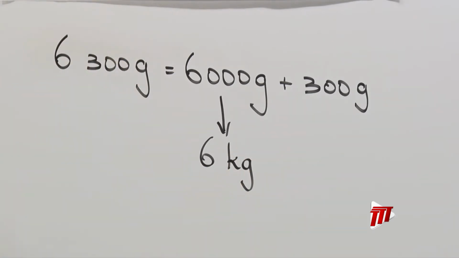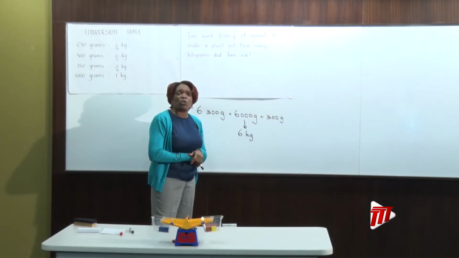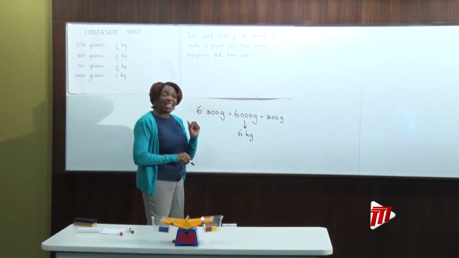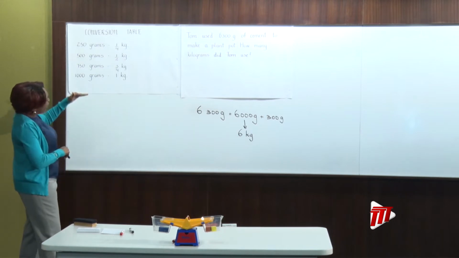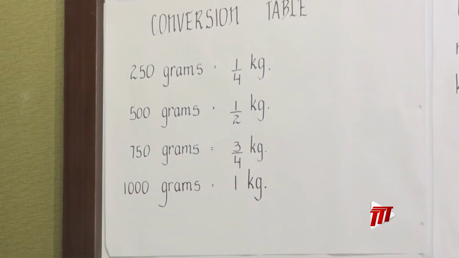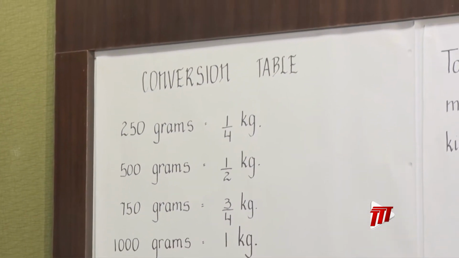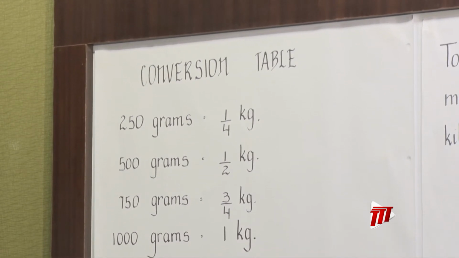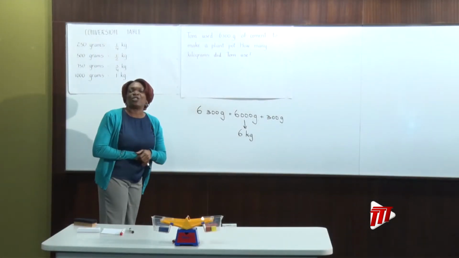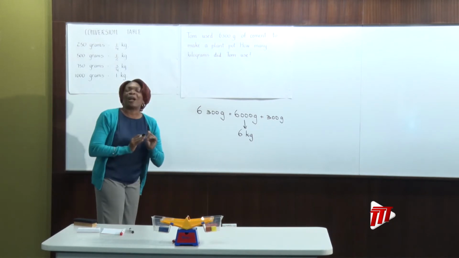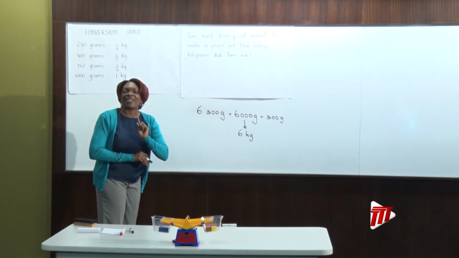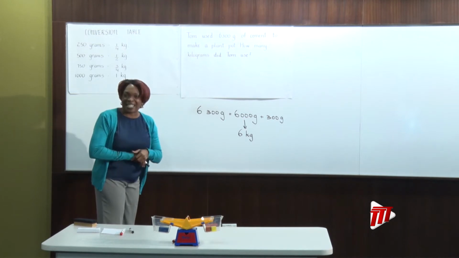But if you look very carefully, we have 300 grams remaining. Isn't that less than 1,000? When we look at our conversion table, all the numbers that are less than 1,000 are fractions. So guess what we're going to do? We're going to represent that 300 as a fraction of our whole. 1 kilogram is equal to 1,000 grams. So we're going to represent it as a fraction now.